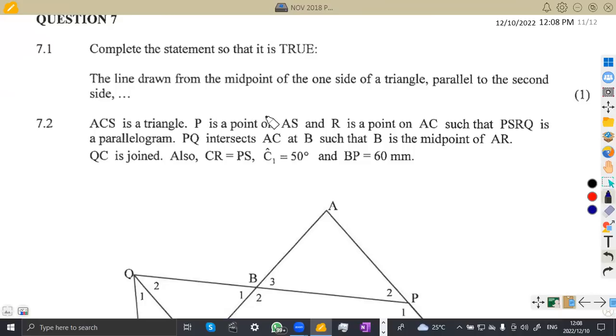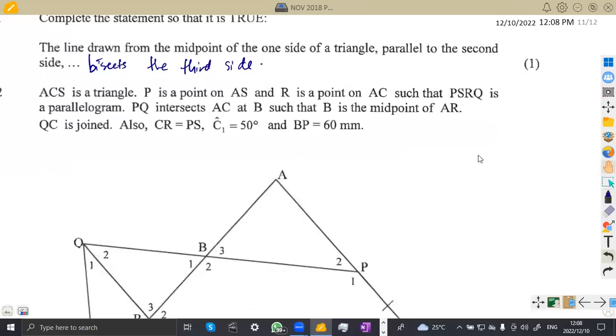Okay, if we draw a line from a triangle like this, so we are drawing a line from the midpoint of one side parallel to the second, like that. So what does it do? It bisects the other side. Okay, so that is the third side. So that one, guys, is from your midpoint theorem. So here it bisects the other side, which is the third side. So this statement is now true.